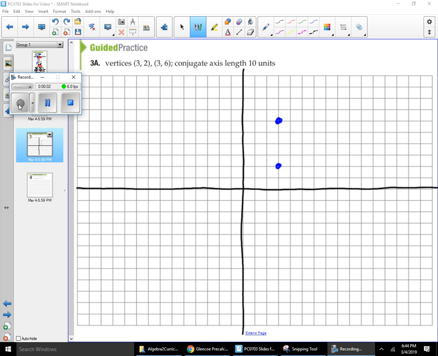So example 3 capital A once again gives us a pair of vertices. They really seem to like doing that, so I've gone ahead and graphed those in blue. They also gave us the length of the conjugate axis. We'll come back to that. So I've already plotted my two vertices here. That is enough information to know my transverse axis goes up and down.